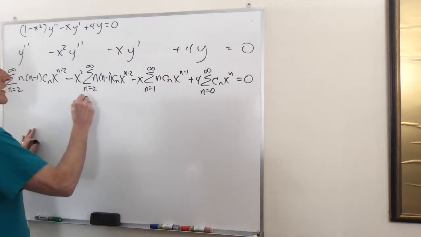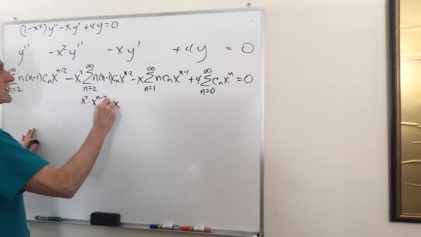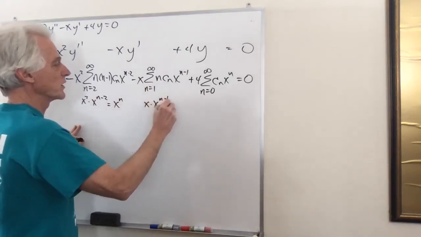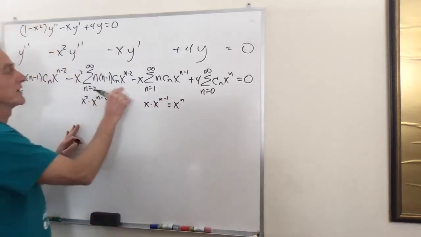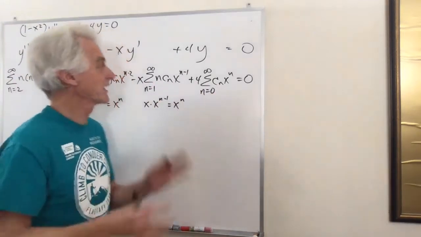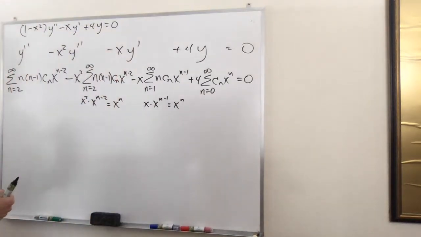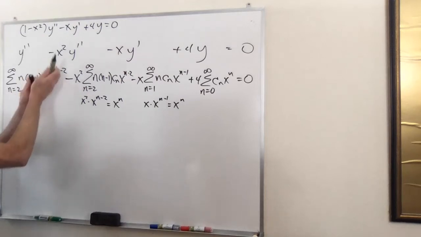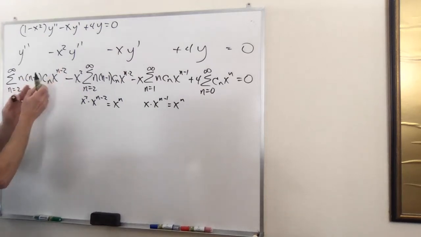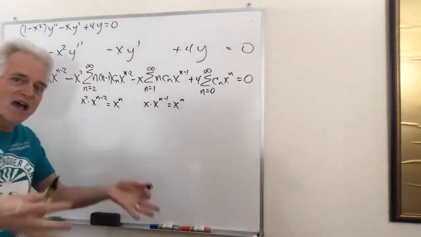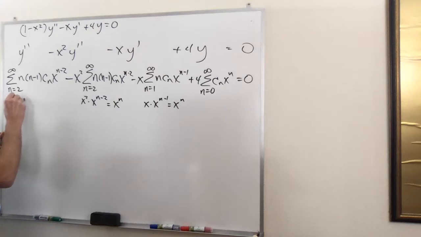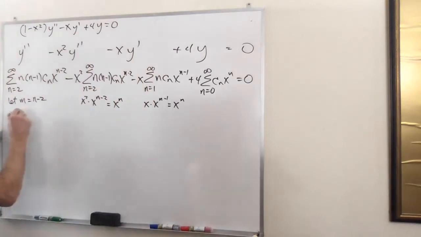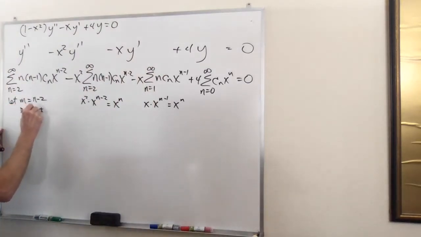Notice that x squared times x to the n minus 2 is x to the n. That's pretty cool. And here I have x times x to the n minus 1, which is x to the n. So in fact, these three terms are all automatically involving x to the n. And what I want to do is call this x to the n, but it's not. So let's call it x to some single variable. I'll call that m. I'm going to let m be n minus 2. And I did this in the previous video. So that means that n is m plus 2.